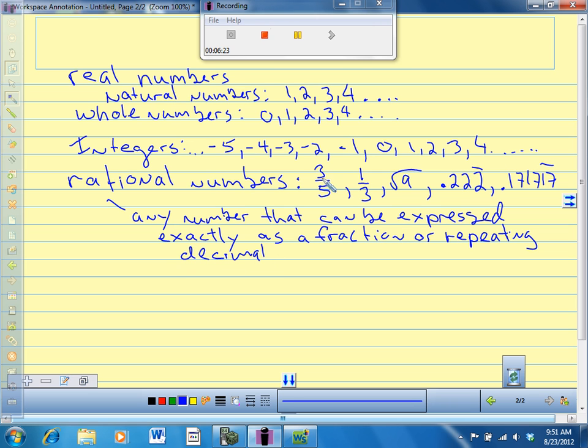For instance, 3/5, that can be expressed exactly as a decimal, right? Anyone know what 3/5 is? 60%. Yeah, so 3/5 I could write as a decimal is 0.6. Okay? Anyone know what 1/3 is? Yes, that's 0.33 repeating forever and ever and ever, right? So 1/3 is also a rational number.